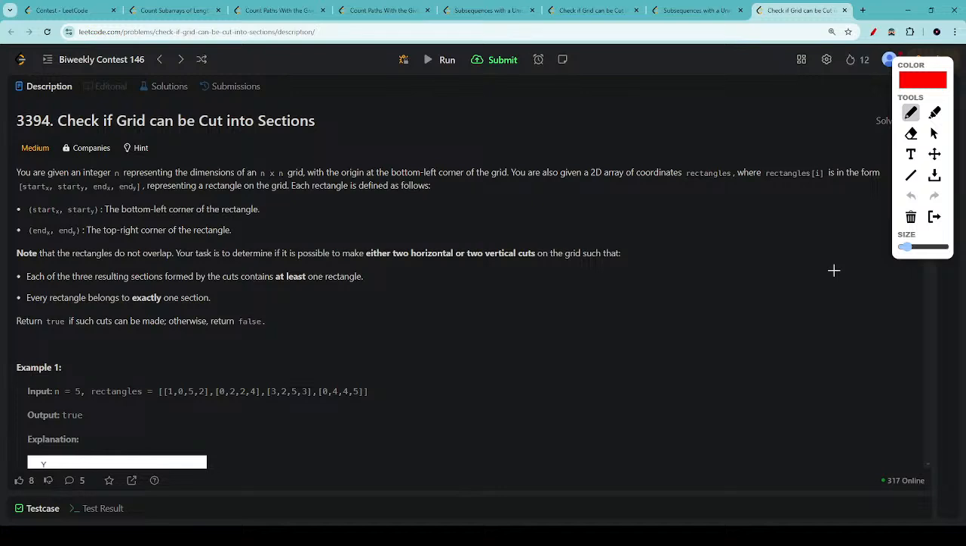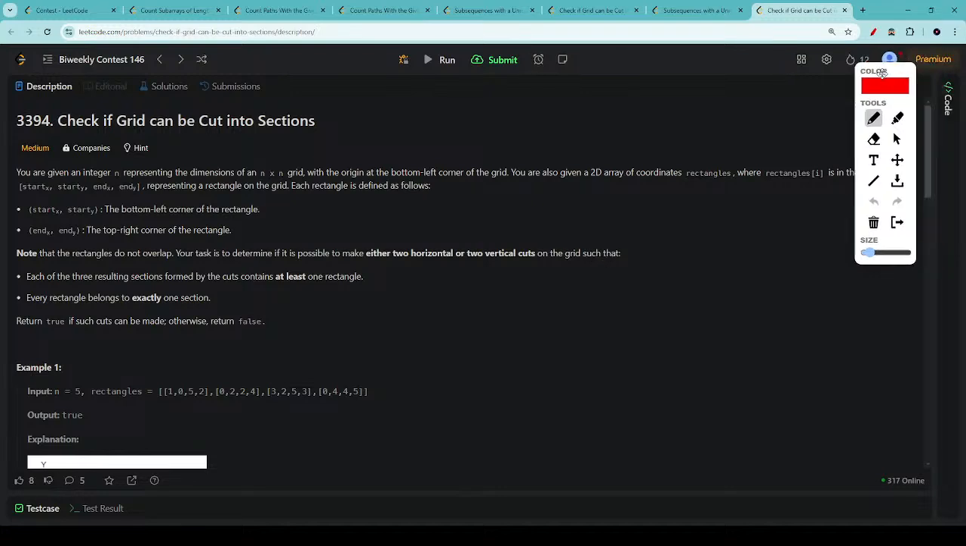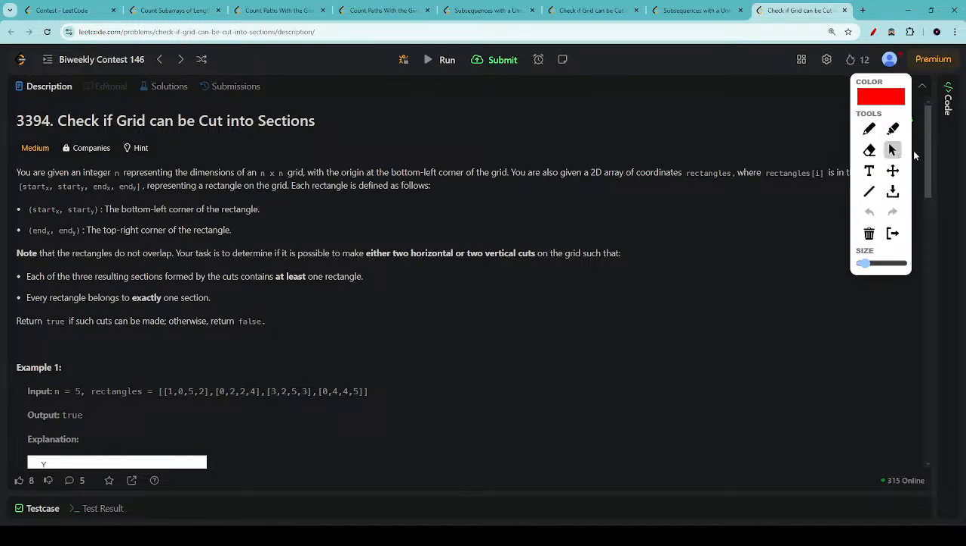Check if grid can be cut into sections. You're given an integer n representing the dimensions of an n by n grid with the bottom left corner at the origin. You're given a 2D coordinate array of rectangles. The rectangles don't overlap. What you want to do is make either 2 horizontal or 2 vertical cuts on the grid such that the resulting sections each contain at least 1 rectangle and no rectangle is in more than 1 section.